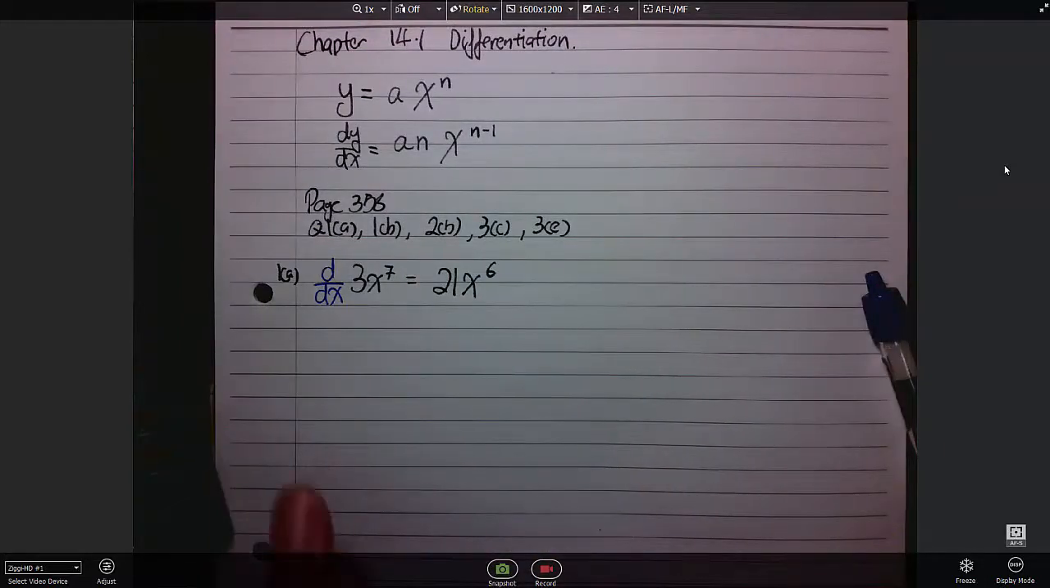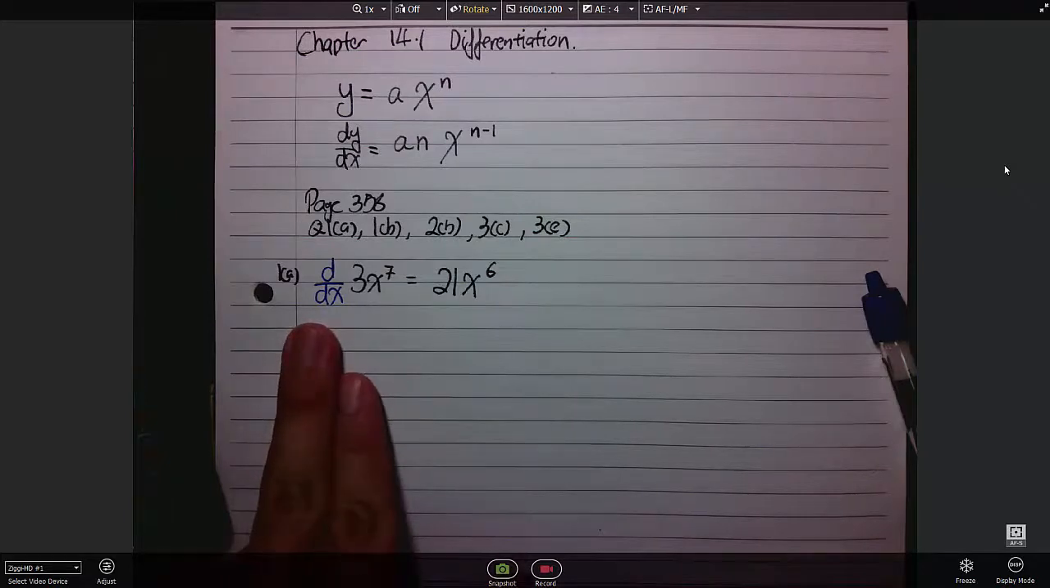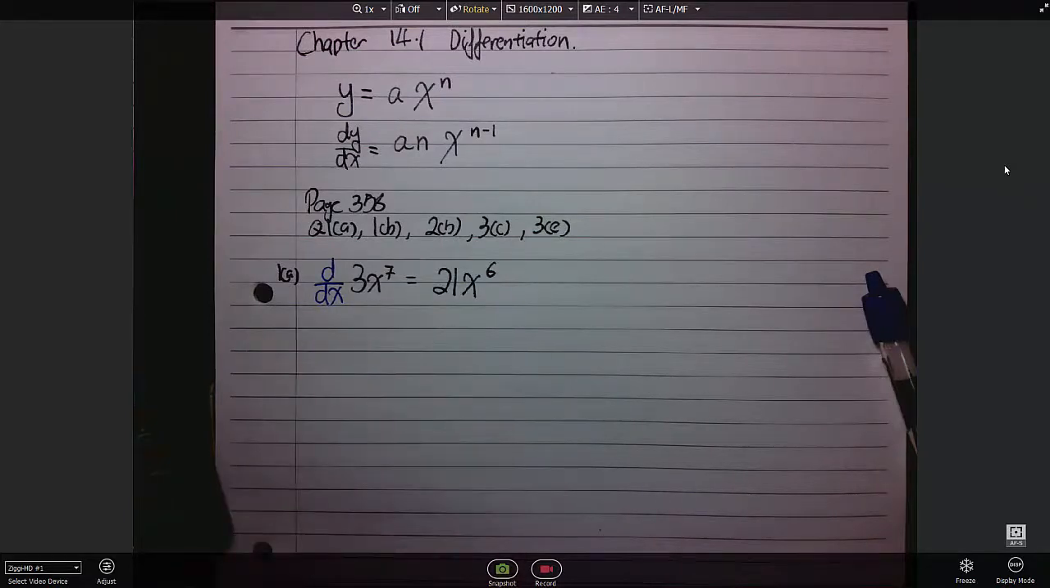So we learn two things. First, this simply shows that I'm actually differentiating. It's like when you take the cosine of 50 degrees, I write cos. This d by dx means that I'm differentiating a function. Next one, 1b.